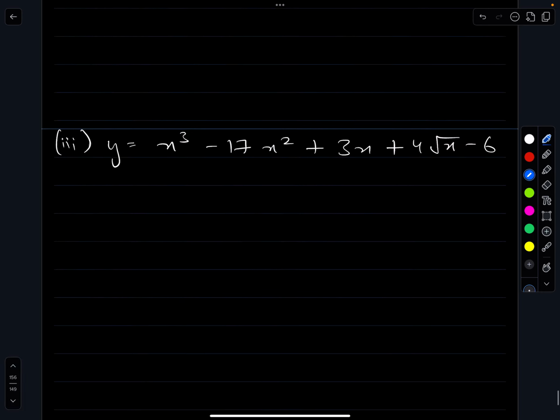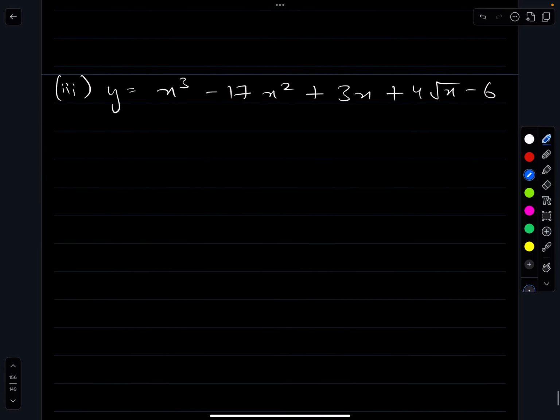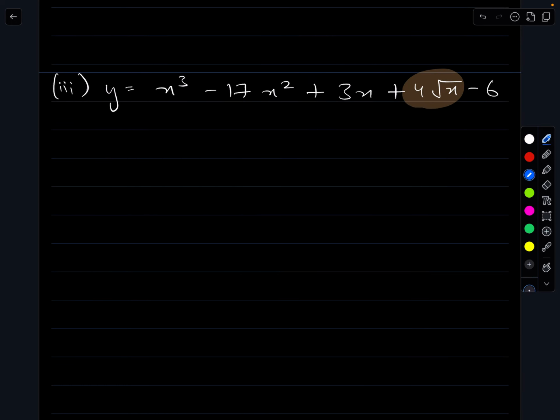My last and final example is this. So you might be a little worried that we have a square root here, but not to worry. The first step is rewriting the question. The square root is going to be rewritten as a fractional power. So I have x power half minus 6. And then simply find the derivative as it should be found.